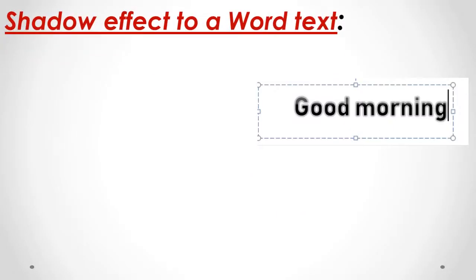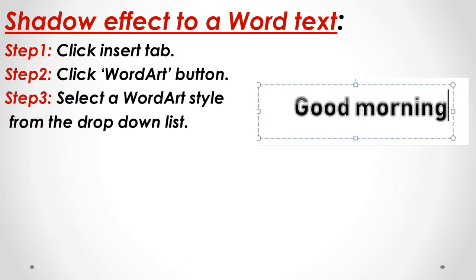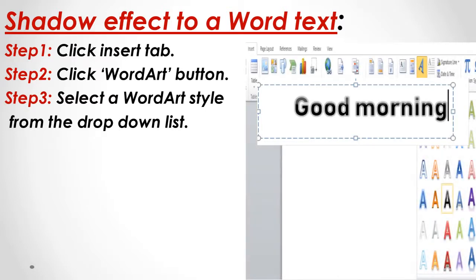Next is shadow effect to a vertex. Okay, you are giving the shadow effect not to a rectangle or a shape, you are giving a shadow effect to a vertex. Some of the steps are the same. Step 1, click Insert tab and step 2, click Word Art button and select a word art style from a drop down list. You can see this window, right?